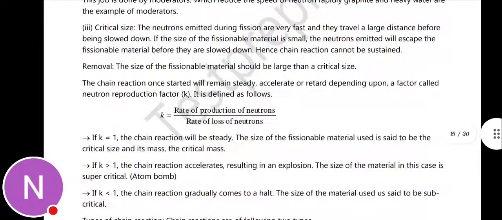Next is critical size. The neutrons emitted during fission are very fast, and they travel a very large distance before being slowed down. If the size of the fissionable material is small, then the neutrons emitted will escape the fissionable material before they are slowed down. Hence, the chain reaction cannot be sustained.